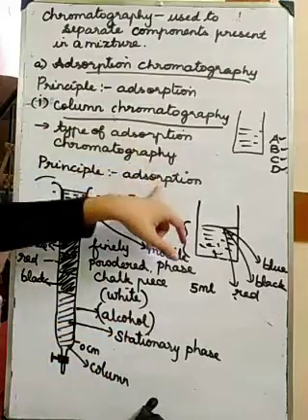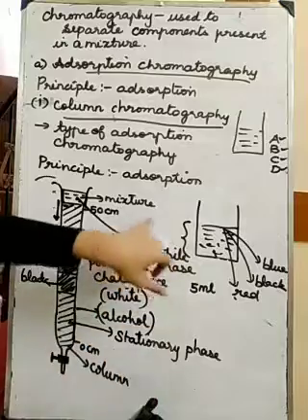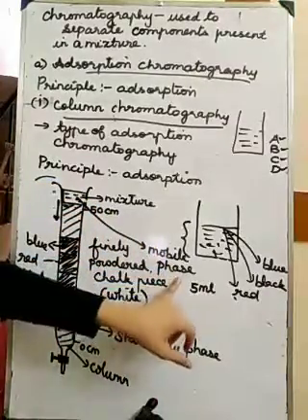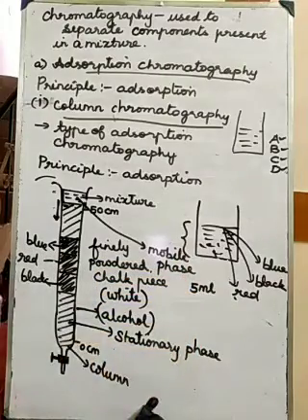The principle is adsorption. The phase which is not moving is the stationary phase. The phase which is moving down is the mobile phase. So the mobile phase gets adsorbed on the stationary phase. Understood? Column chromatography, thin layer chromatography.